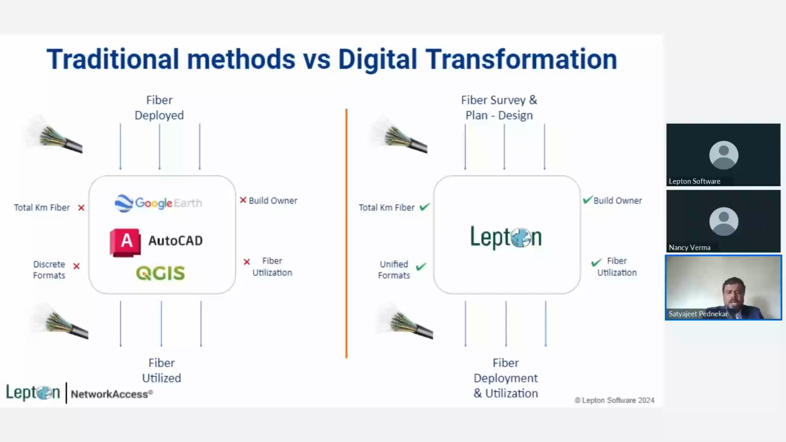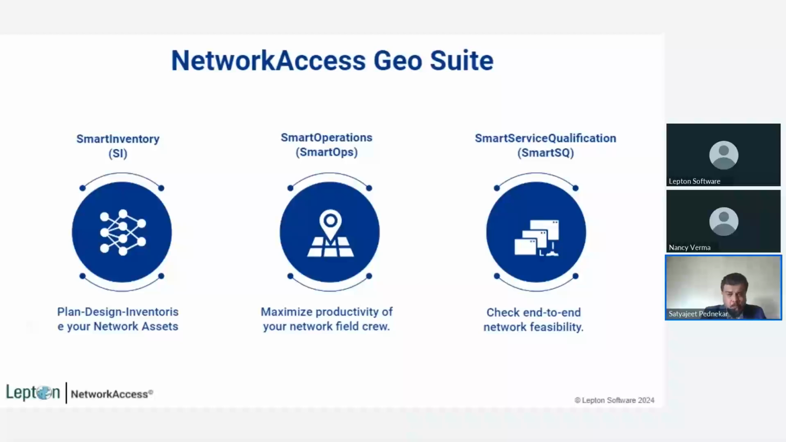Now I'll give you a quick introduction to the Network Access GeoSuite. So basically the name of the product is Network Access. The Geo stands for geospatial or GIS based, and the Suite is because it's a combination of 3 different modules. So which are those 3 modules? The first one is the Smart Inventory. The Smart Inventory is useful to plan, design, survey, and inventorize your network. And I always say this is the heart of our tool because all the data gets captured and resides in the Smart Inventory. Then there is the Smart Operations.